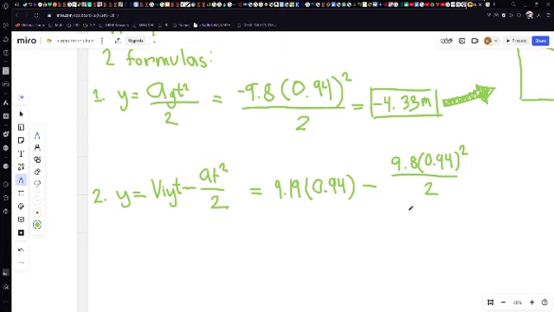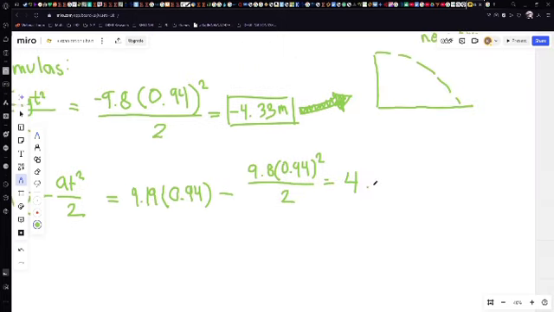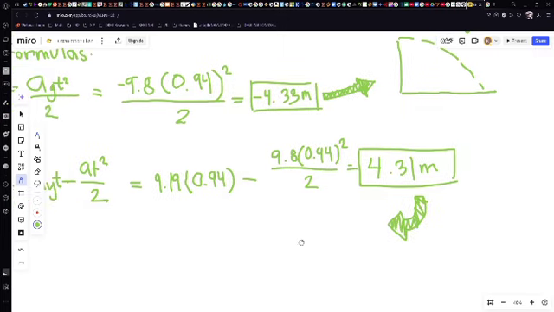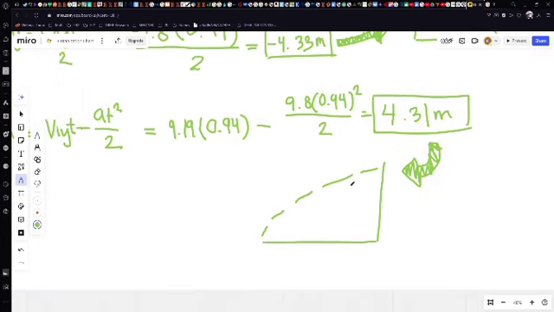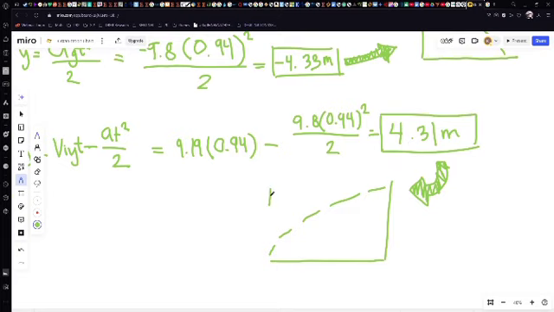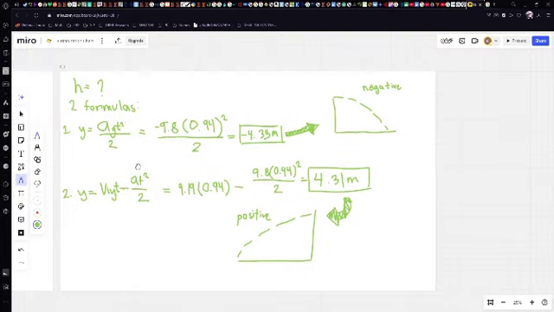Now notice how it's positive this time. It's positive because we are solving from bottom to top. So this means we are solving the first half of the range. Our gravity here is positive because the ball is going up. So as you can see from the illustration, we are solving from bottom to top. And that's how we got our answer.